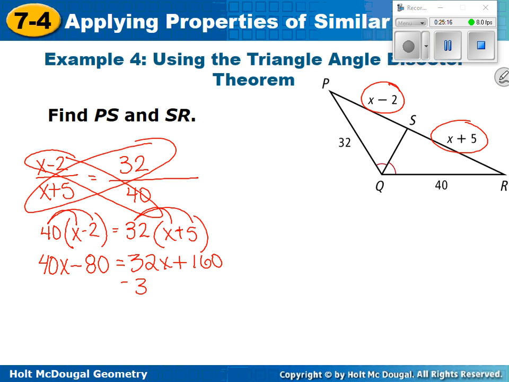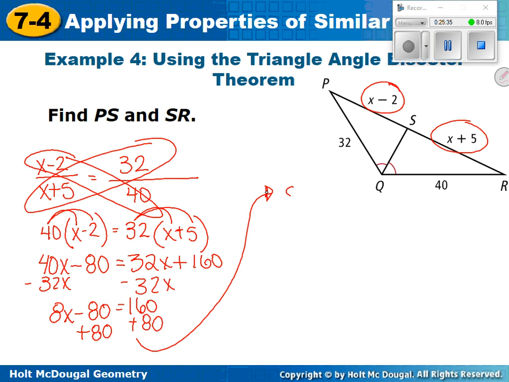So subtract 32x. That's going to give us 8x minus 80 equals 160. And now we can add the 80. Or you could have done it in the other order. So when I add that 80, that gives me 8x equals what? 240. And then we divide both sides by 8. And what is x equal to?